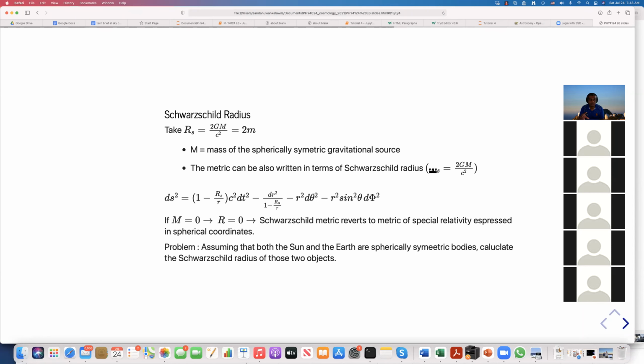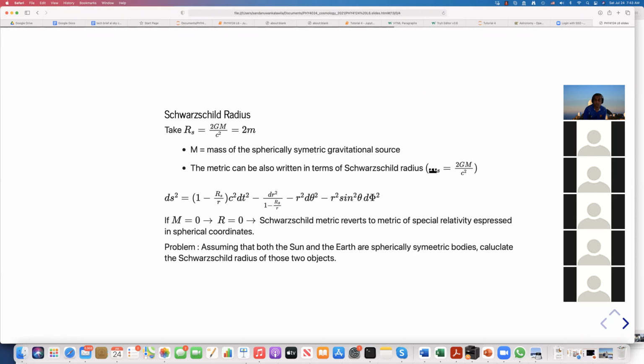And would you like to do it now? Because this is not a hard calculation, right? The only thing is you need to find the value of the mass. Okay, now, let's do it in this way.